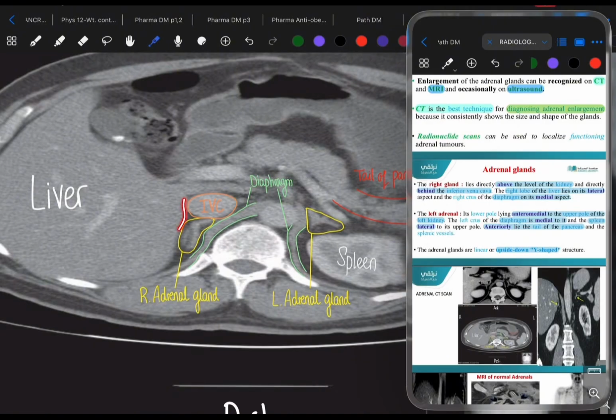So here this is the right lobe of the liver. It's lateral to the adrenal gland. So the adrenal gland is posterior to the inferior vena cava and lateral to the liver. Okay. What's medial to it? Medially we have the diaphragm.